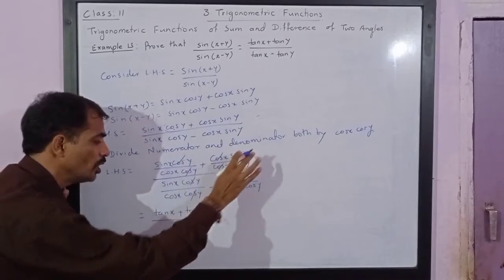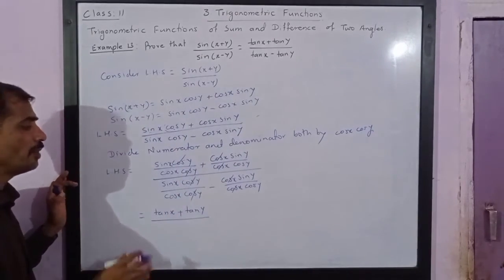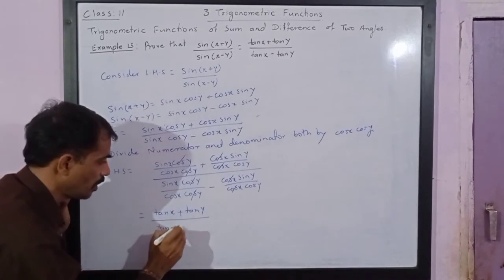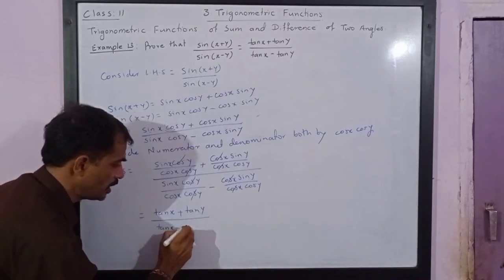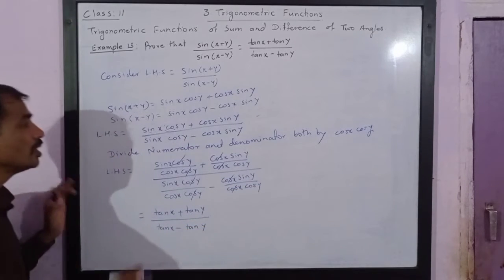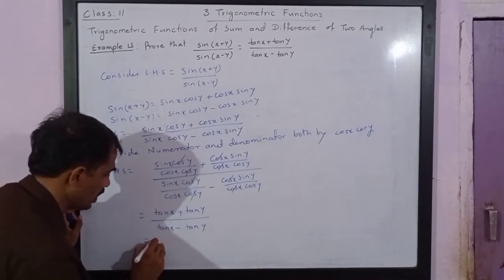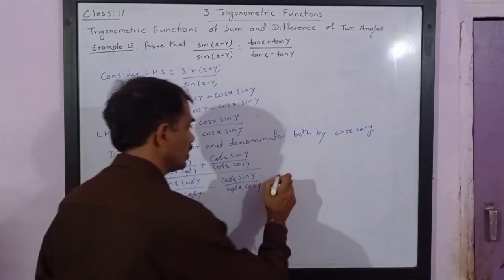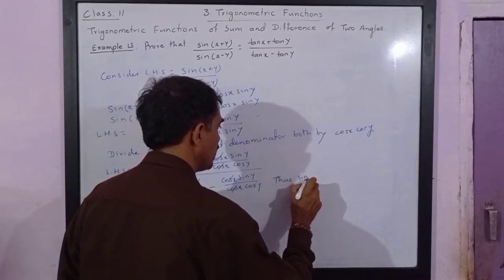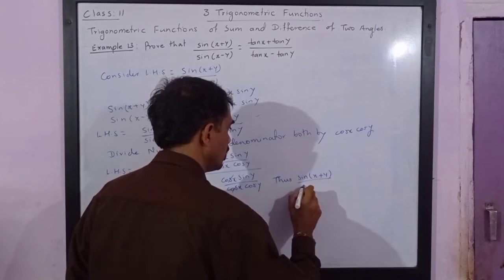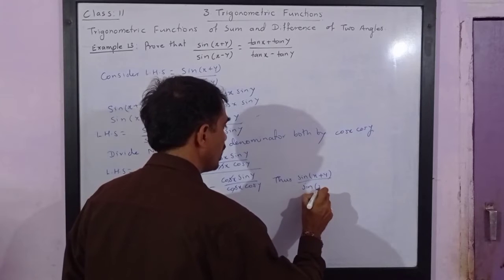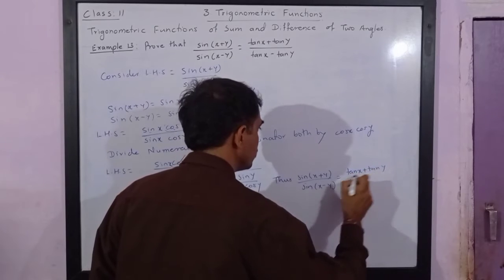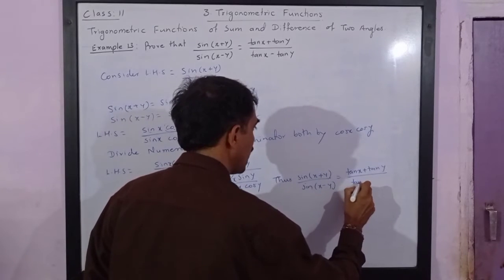So in the numerator we have got tan x plus tan y, and in the denominator let us see what we get. Sin x upon cos x is tan x minus sin y upon cos y is tan y. Please note, thus we have got the RHS itself. So this is equal to RHS. Hence whatever was asked is proved. Thus we can write the result: sin of x plus y upon sin of x minus y is equal to tan x plus tan y upon tan x minus tan y.